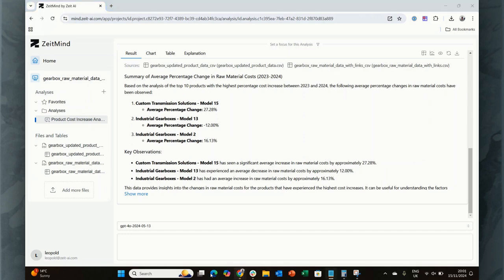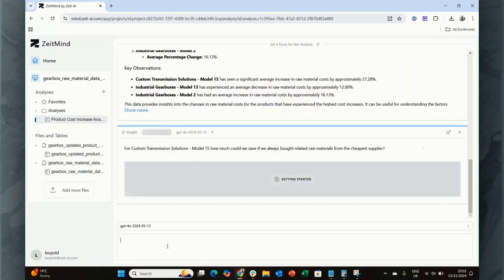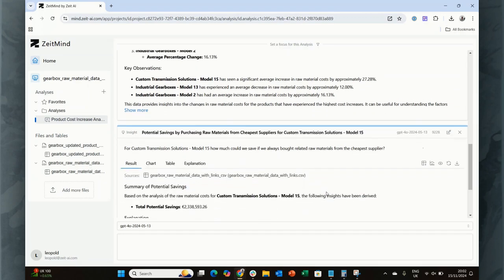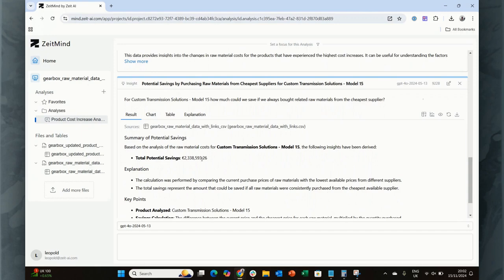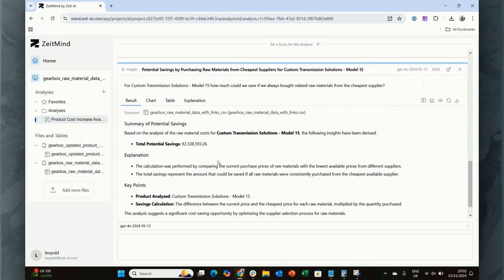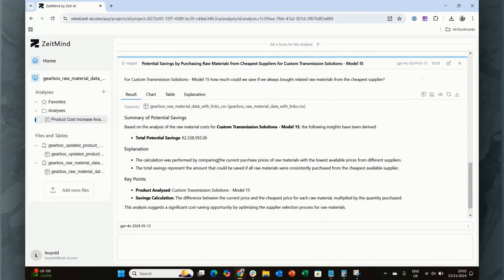So let's go all in and we know that geostrategically, this is a product where we could sort of substitute suppliers. So let's go in and ask, how much could we save if we always bought the related raw materials from the cheapest supplier available? And then we have our response, and it looks like we could save 2.3 million euros if we always substituted the more expensive for the cheaper suppliers. Probably a good place to start for some negotiation.